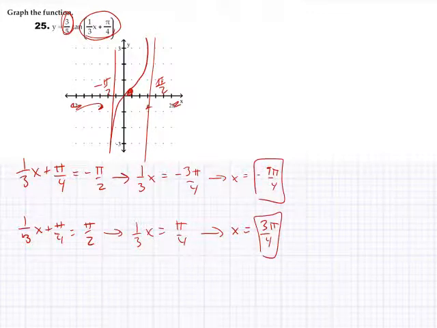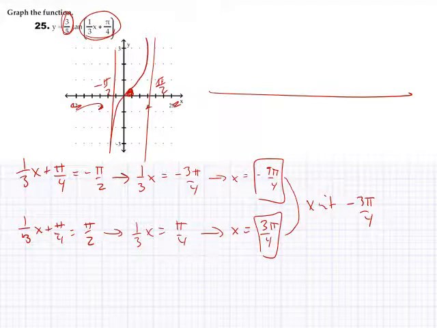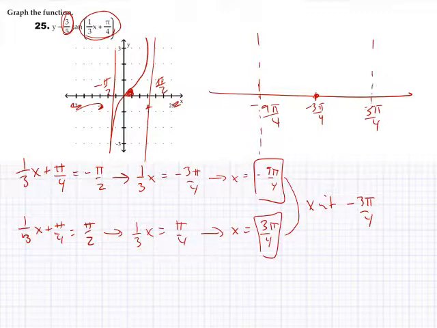Now to find the x-intercept directly in between them, we add these together and divide by 2, so our x-intercept would be at negative 3 pi fourths. So if we put all that together, we have negative 9 pi fourths as one vertical asymptote, negative 3 pi fourths as our x-intercept, and positive 3 pi fourths as our other vertical asymptote.